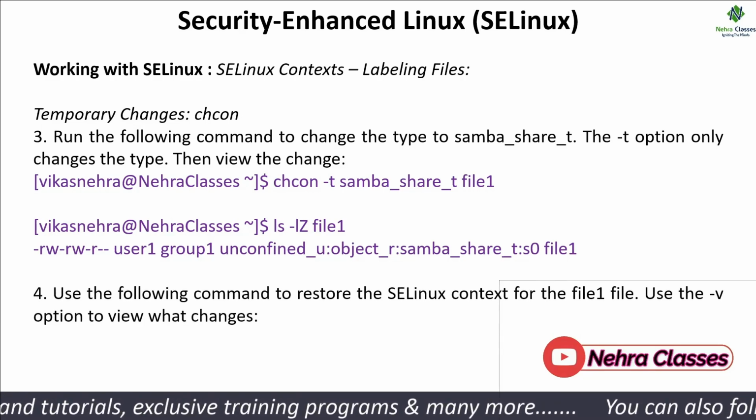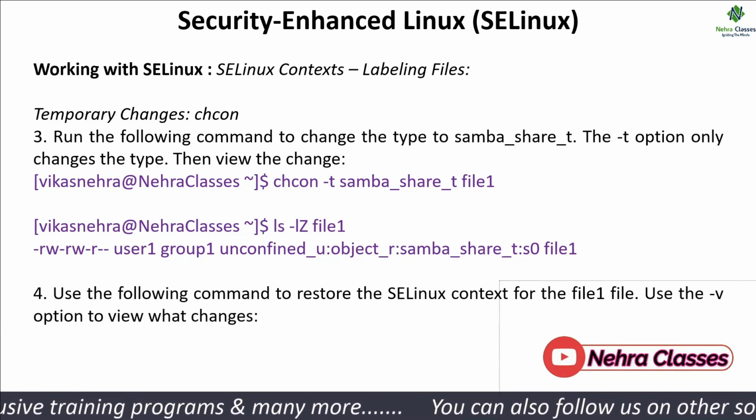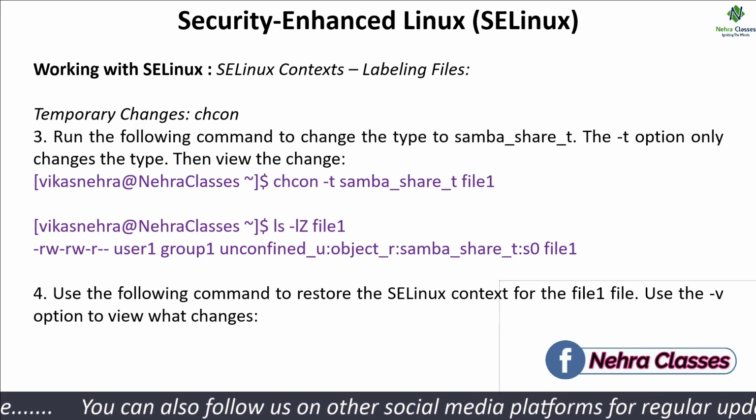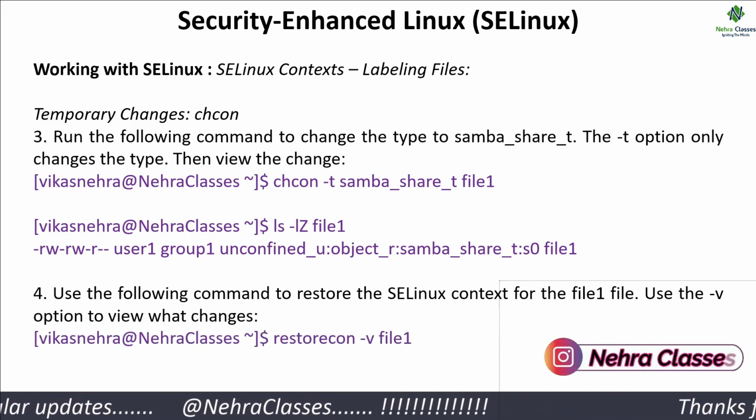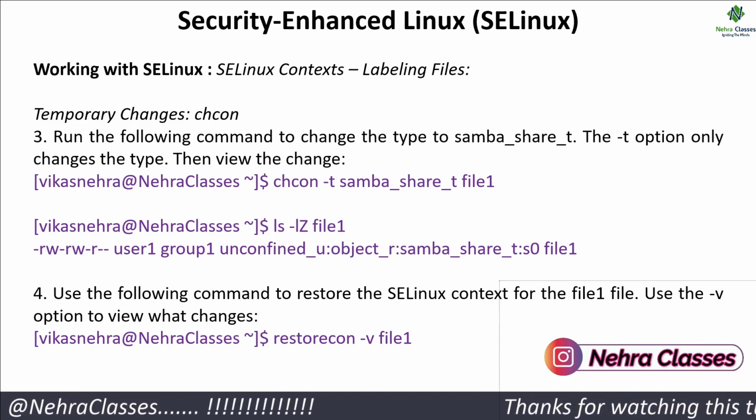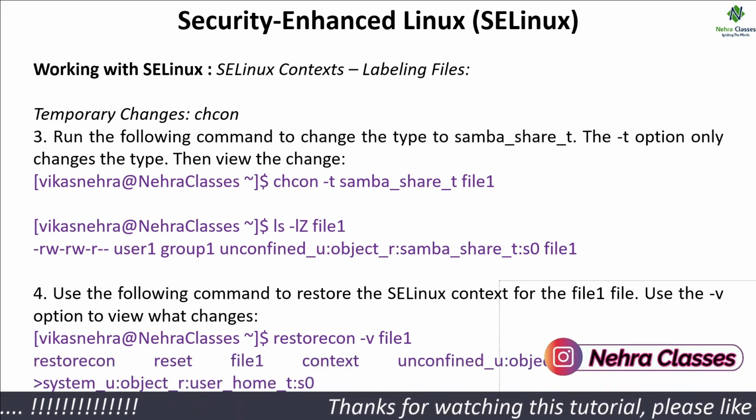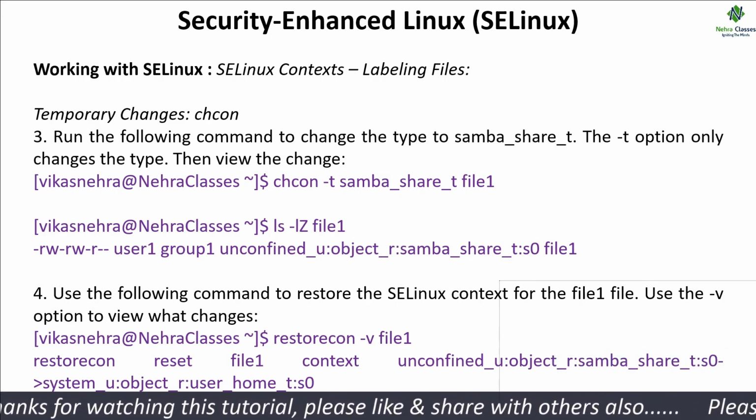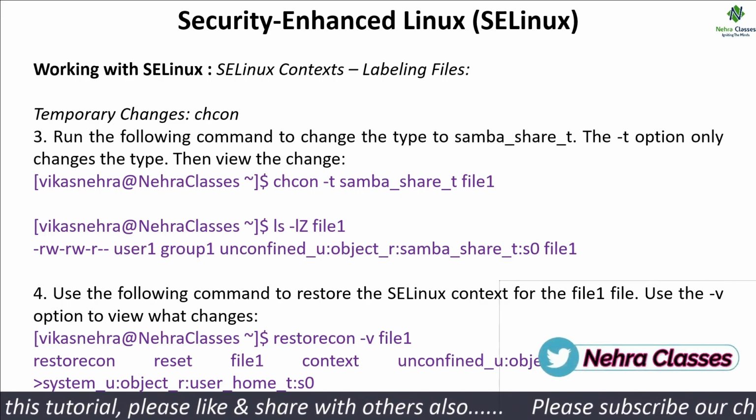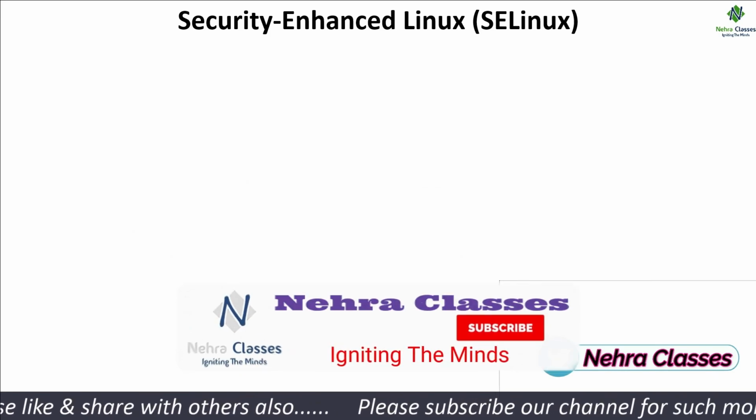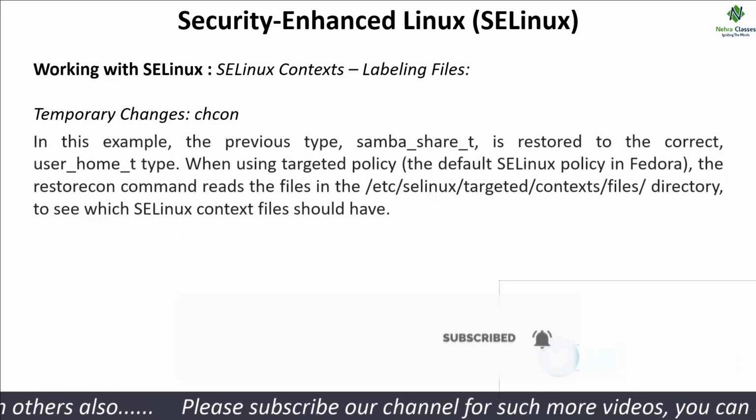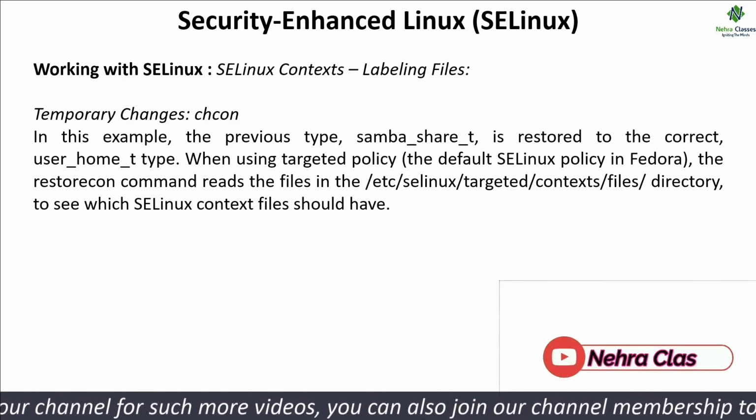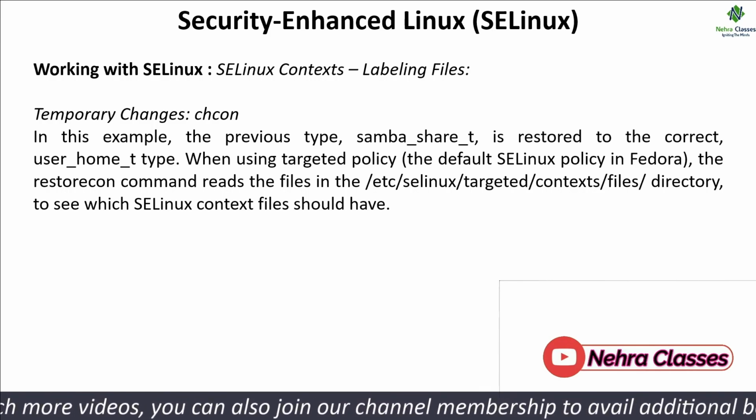Now use the following command to restore the SELinux context for this file1, and you can use option -v to view whatever has happened. So let's execute restorecon -v for this file1, and it will show us the details. Now the type has been relabeled back to user_home_t from samba_share_t. In this example, the previous type, which was samba_share_t, is restored to the correct user_home_t type.